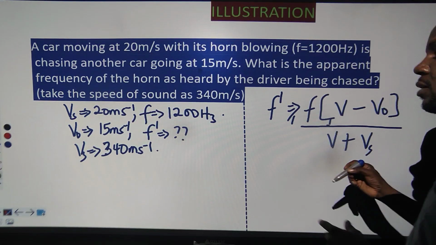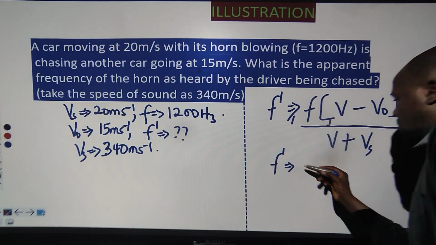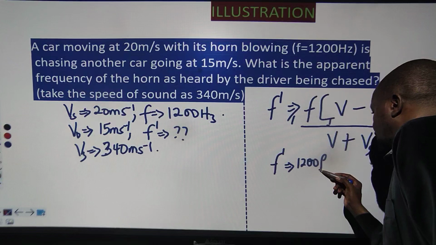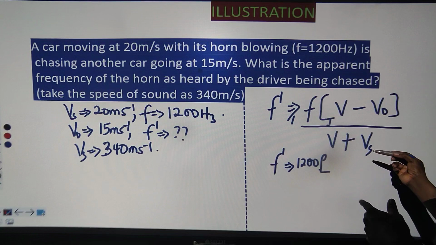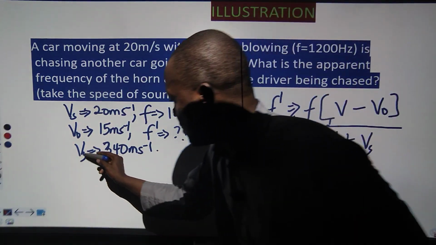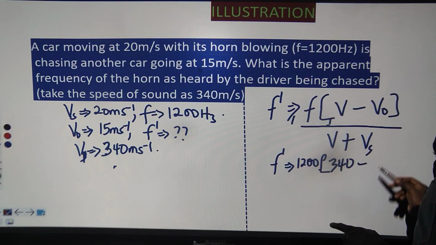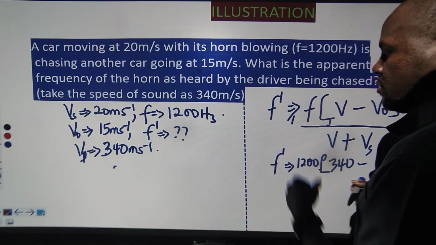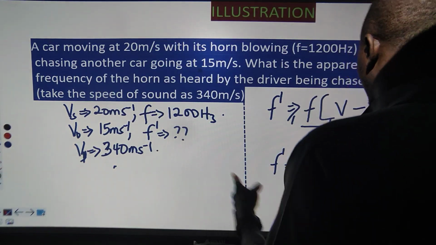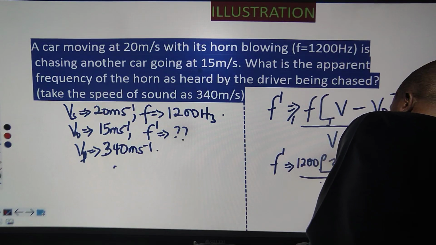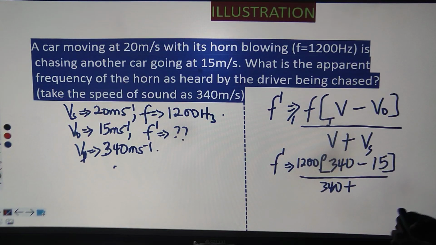When we substitute parameters, F is 1200. I think this one will put the answer in kilohertz because the values are big. 1200, open bracket, V here is speed of sound, which I call V. Speed of sound is my V. Please note that that's 340 minus V naught is 15. Why am I subtracting? Because this one is moving away. So divided by V is 340 plus Vs is 20.